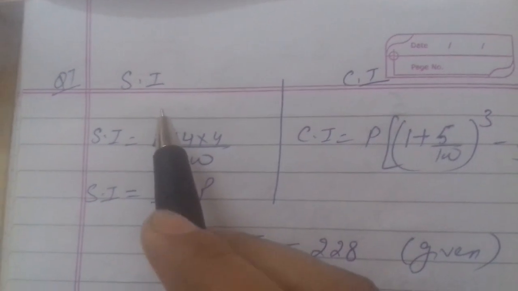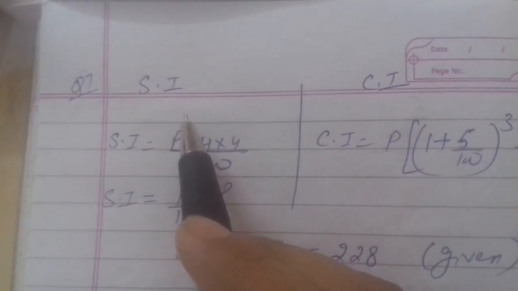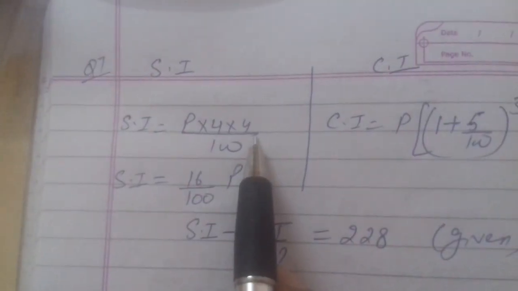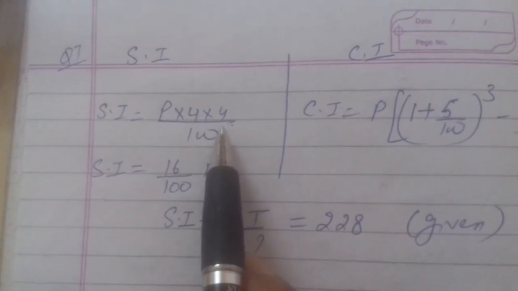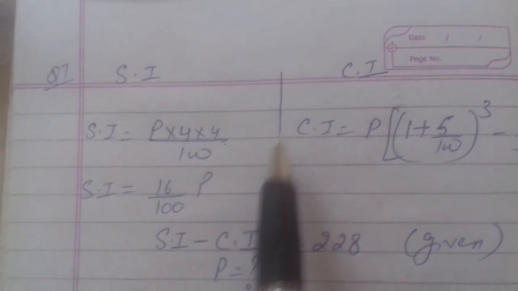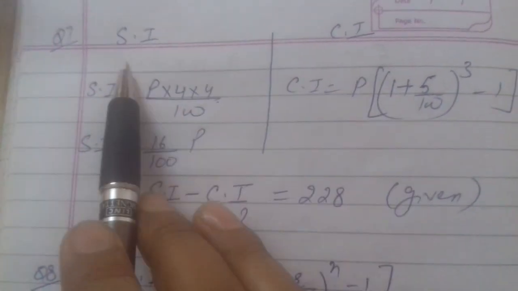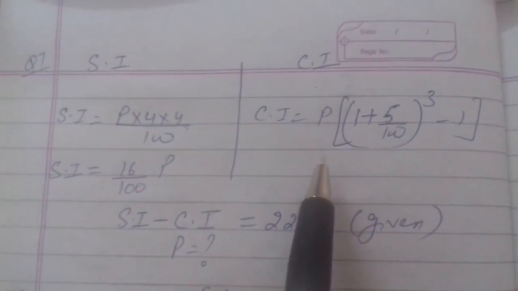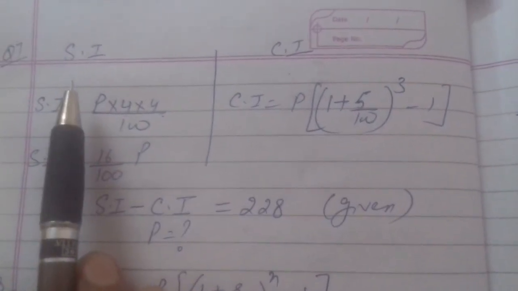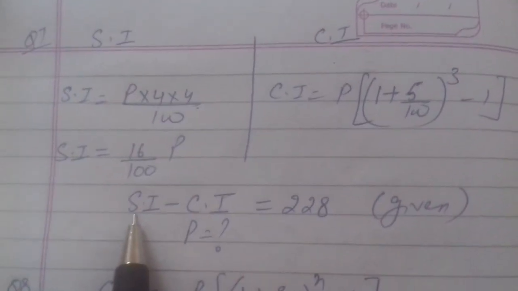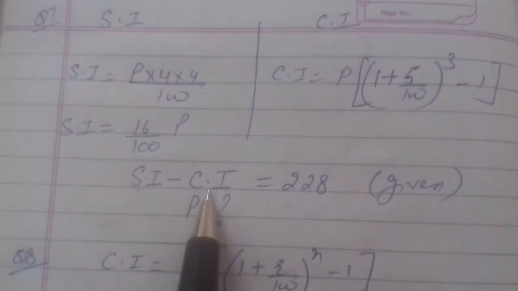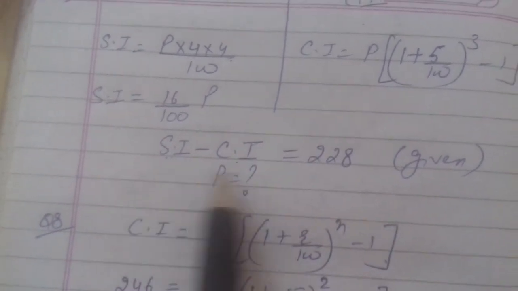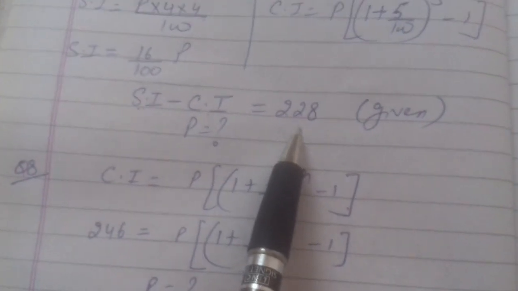Question number 7. The simple interest on certain sum of money for 4 years, time is given 4 years, rate is given 4%, exceeds the compound interest on the same sum. Again the question is related to simple and compound interest. And it is given simple interest exceeds. Exceed means simple interest is more. That means what is given to you? Simple interest minus compound interest. If it is exceeding, that means the difference of simple and compound is 228.